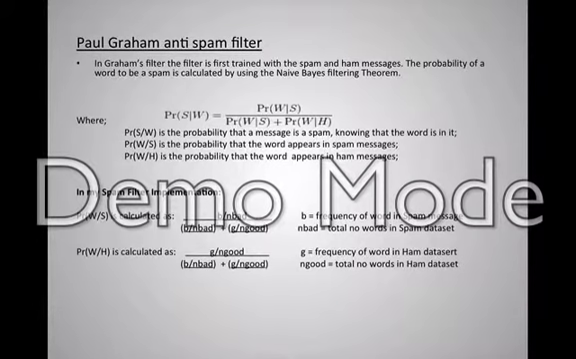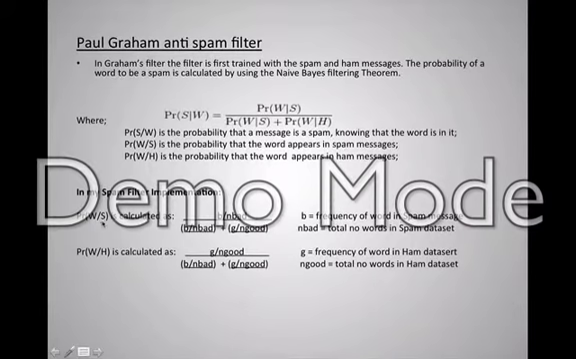In my spam filter implementation, these probabilities are calculated using this formula, where B is the frequency of the word in spam messages and N bad is the total number of words in the spam dataset, and G is the frequency of the word in the ham dataset, the good email messages, and N good is the total number of words in the ham dataset. So B over N bad is the bad factor and G over N good is the good factor.